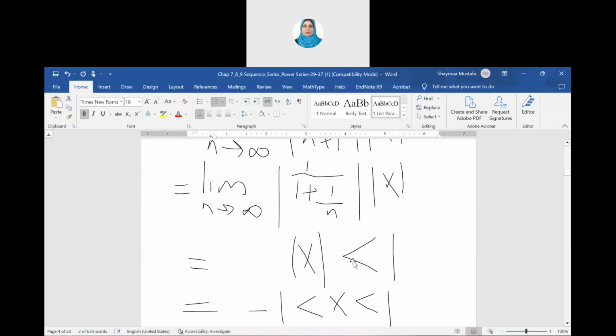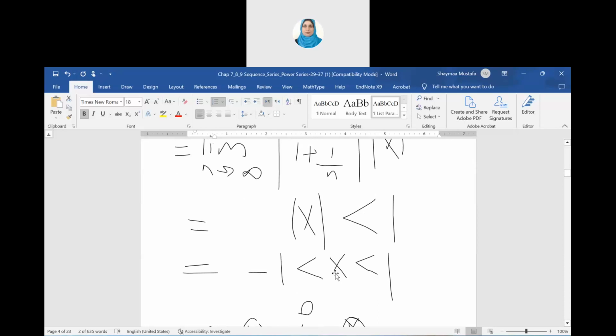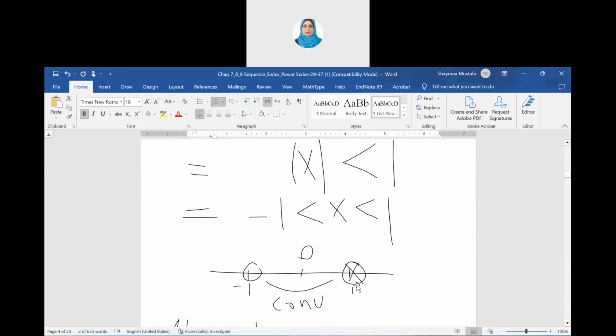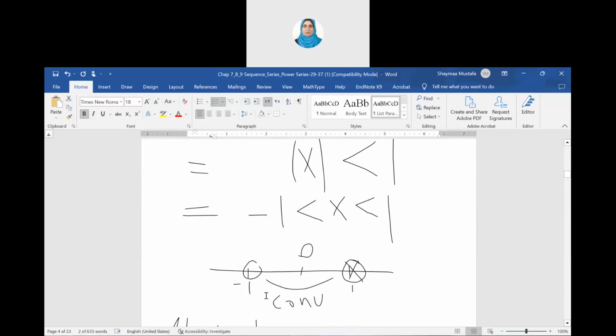So when the absolute value of x is less than 1, which means that x lies between -1 and 1, this is your interval of convergence. The series converges from -1 until 1. Outside this interval, the series diverges. For this interval from -1 to 1, the center is 0 here, and the radius of convergence is equal to 1. At any point between -1 and 1, the series converges. Outside, the series diverges.